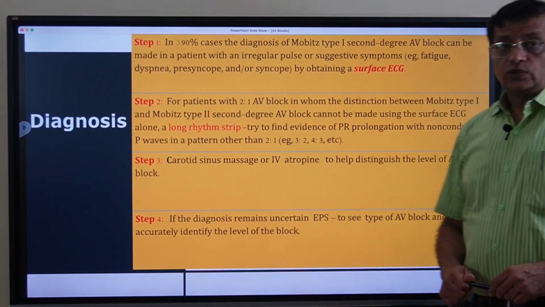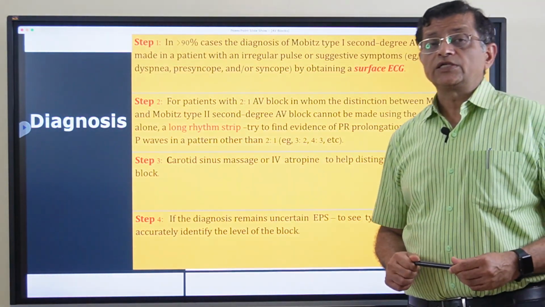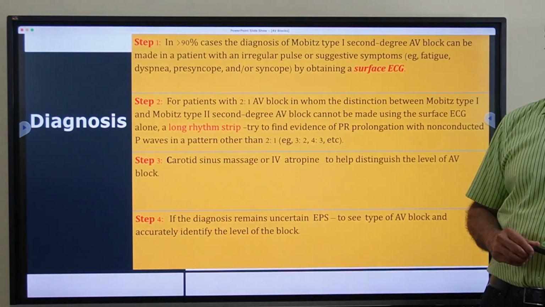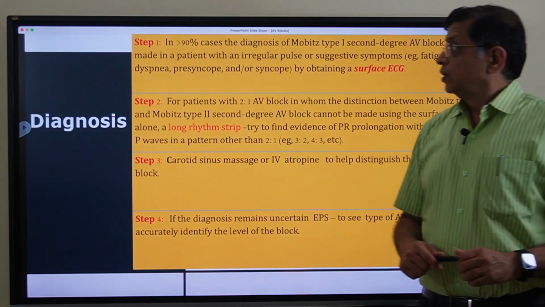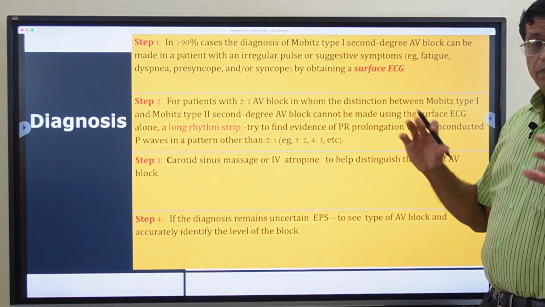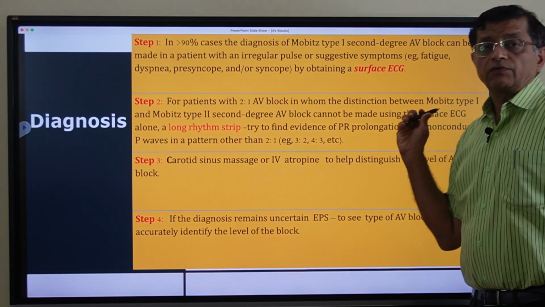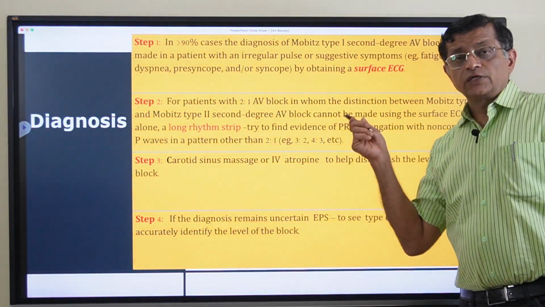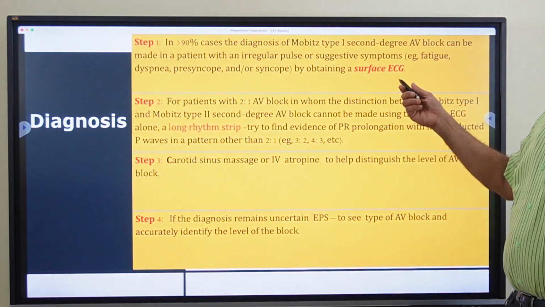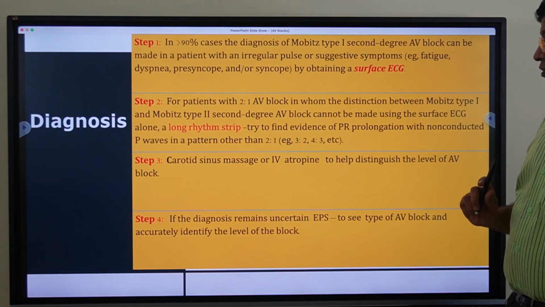So how to diagnose? If the patient has irregular impulses and you see that some of the P waves are not conducted to the ventricles, this looks like a second degree AV block. In 90% of cases, diagnosis is simple. In a simple ECG, you will see subsequent prolongation of PR intervals with subsequent beats, and then there is loss of conduction. So you can diagnose Mobitz type 1 or Wenckebach on surface ECG.